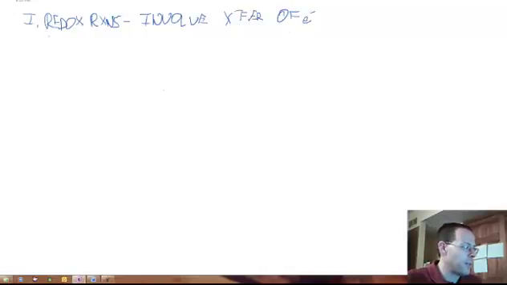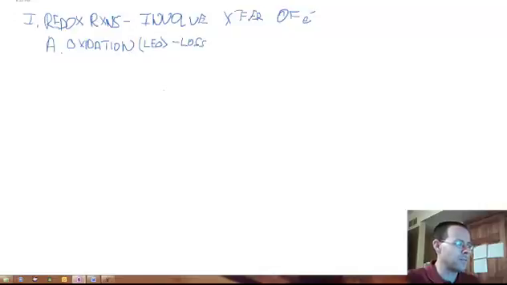Our first thing is that we can have oxidation happening, or we can have reduction happening. Oxidation is the Leo part of "Leo says Ger," so it is the loss of electrons. The opposite of that is reduction, which is the Ger part of "Leo says Ger," and it is the gain of electrons.